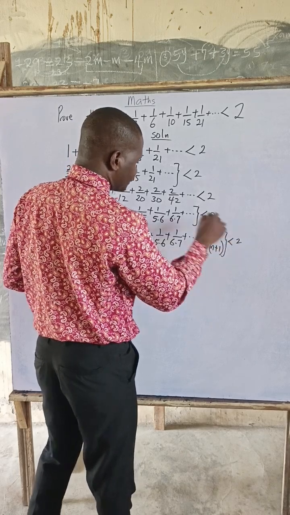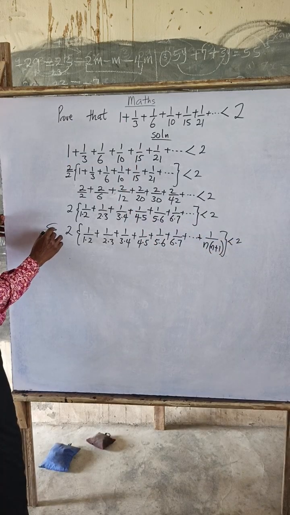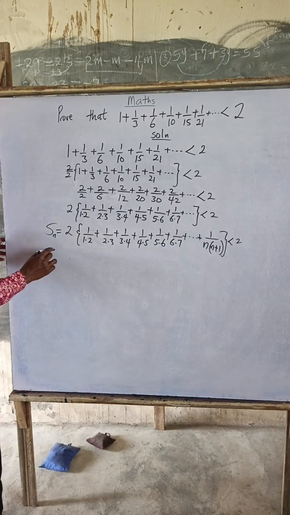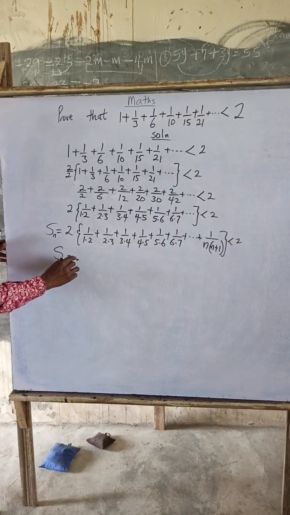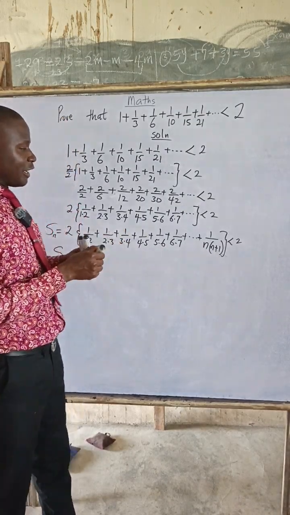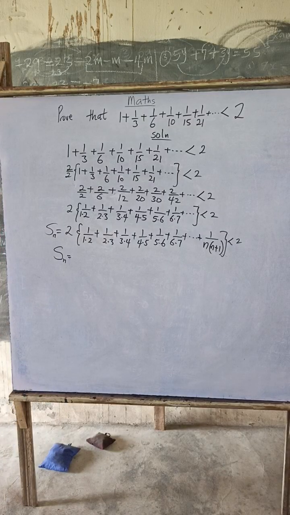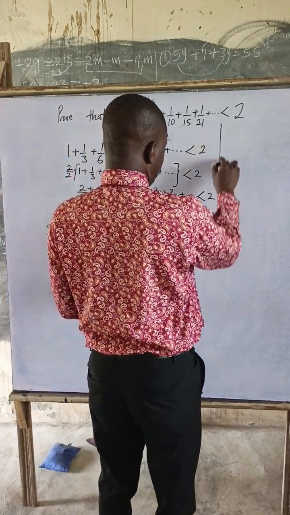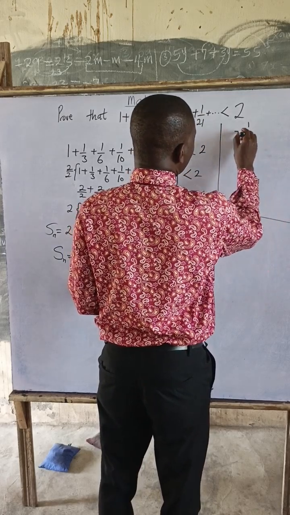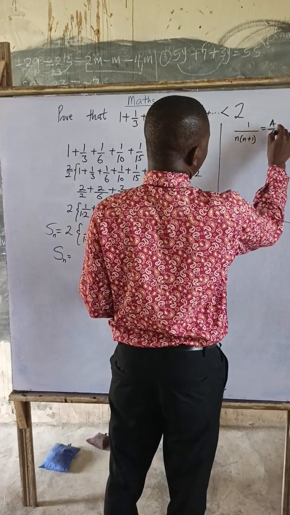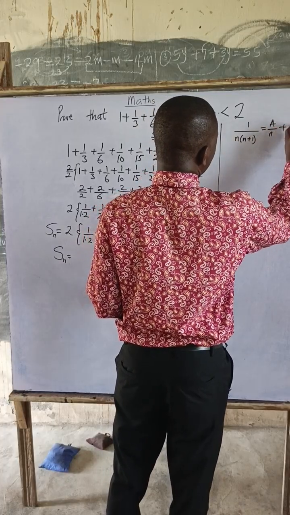Then less than 2. Let's equate this to the sum of n. That is the sum of n equals to this. So we have S of n equals to, then we are going to write this one. We expect this term, the pattern here, as a partial fraction. We are going to express as a partial fraction. So now to express this number as a partial fraction, let's do it here. We have 1 over n into n plus 1, equals to partial fraction, we have A over n plus B over n plus 1.